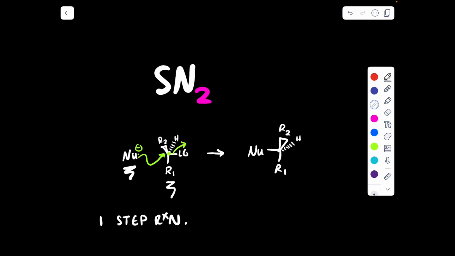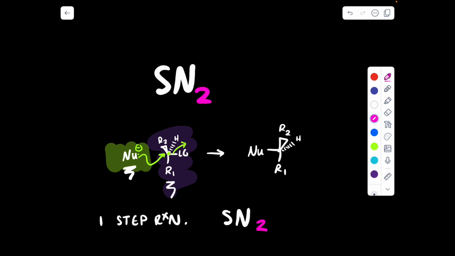So this reaction depends on 2 things. It depends on the concentration of the nucleophile, but also the concentration of the substrate. So since it depends on 2 things, this reaction is referred to as an SN2. It's all about the mechanism. So the mechanism depends on both the concentration of the nucleophile and the substrate. So that is what an SN2 mechanism looks like. So now let's compare this to an SN1 mechanism.